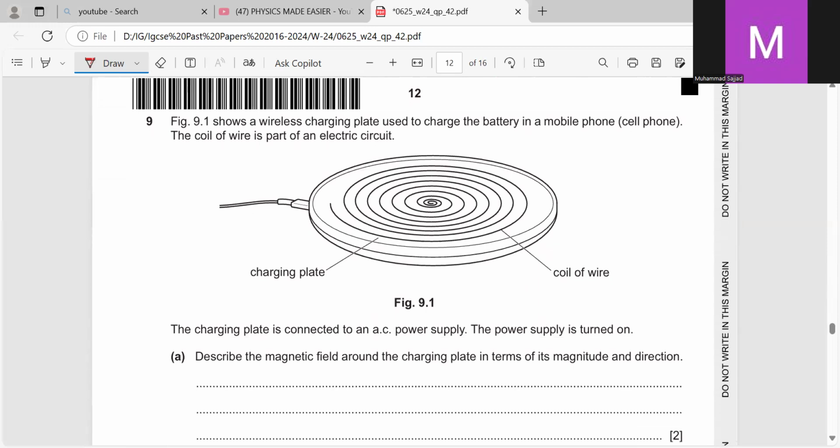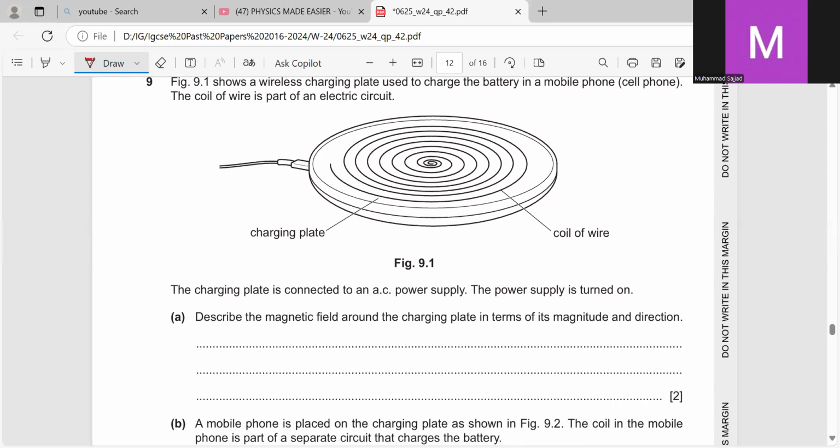The figure shows a wireless charging plate used to charge the battery in a mobile phone, cell phone. The coil of the wire is part of an electrical circuit, and what is mentioned is that the charging plate is connected to an AC power supply. Now the AC power supply will be providing alternating voltage or alternating current, which keeps on reversing its direction with time. The power supply is turned on.